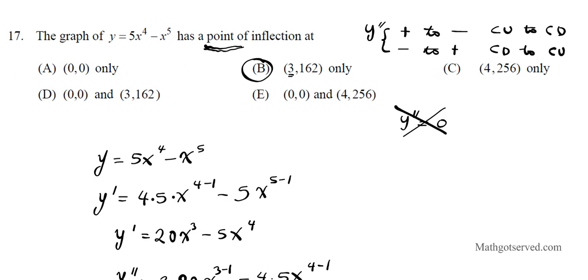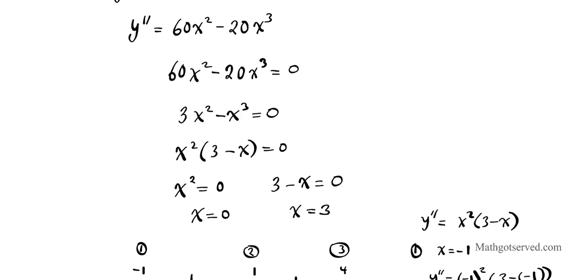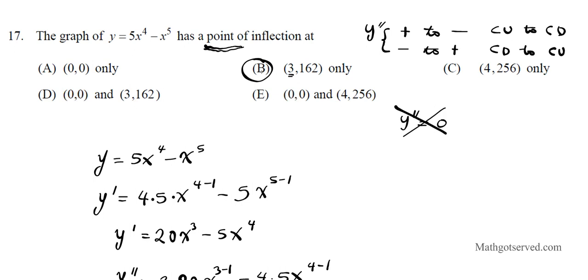If you wanted to get 162, you just simply plug in 3 into this function and then you work it out and get 162. So basically you evaluate y at x equals 3 and you have 5 times 3 to the fourth minus 3 to the fifth power, and then that should give you 162. Okay? Alright, so there you go. The answer is option B.